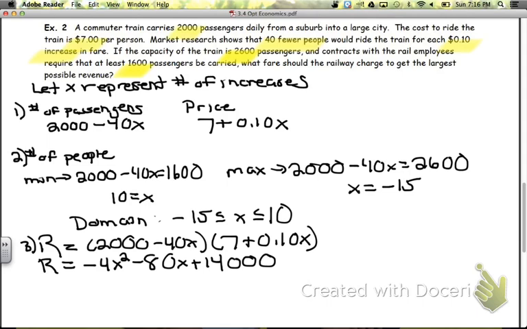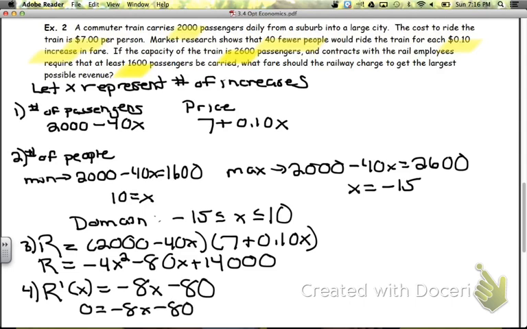Now in step 4, we're going to take the derivative of our revenue in terms of x, which is negative 8x minus 80. The second part in number 4 is to set this equal to 0. So we have 0 is equal to negative 8x minus 80. So we get that 8x is equal to negative 80, divide both sides by 8, so we have that x is equal to negative 10.